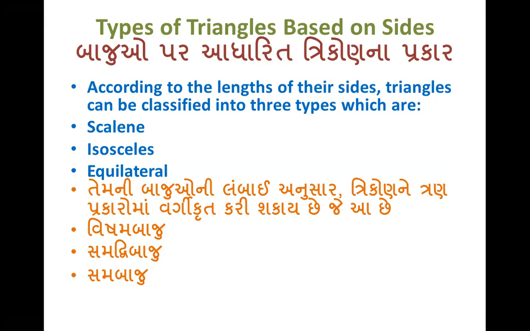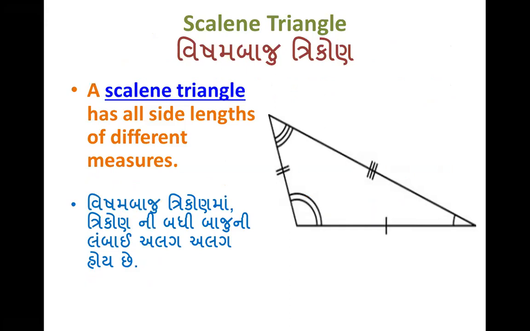Let's move on to the definition. First you have a scalene triangle. Scalene means a triangle whose all sides are different from each other. You know the triangle has three angles and three sides. So a triangle in which all three sides are different is known as a scalene. Not only the sides, its angles are also different from each other. So it's called the scalene.